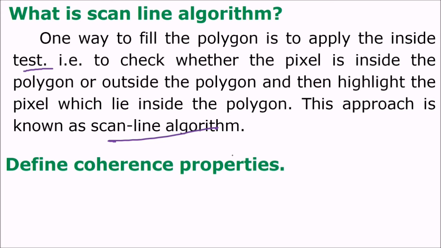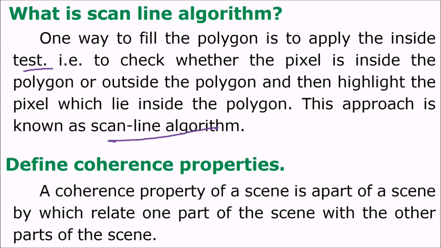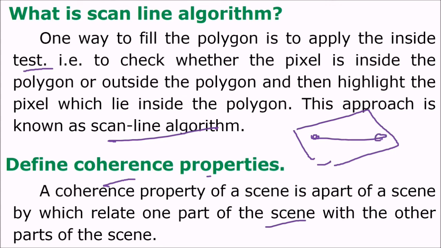Define the coherence properties. A coherence property of a scene is a part of a scene by which we relate one part of the scene with the other part of the scene. This is coherence properties.